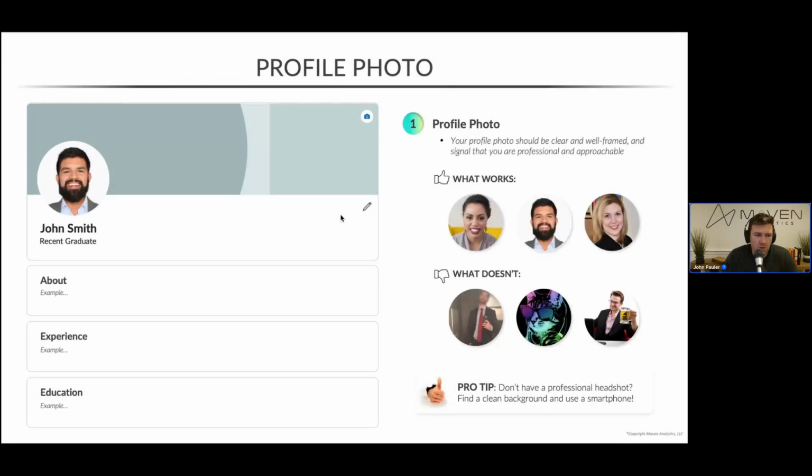Basically, you want it to be clear, well-framed. You should look like a happy person that somebody would want to work with. Some of the bad examples here are a blurry photo, like a cat picture, or a guy with a beer.